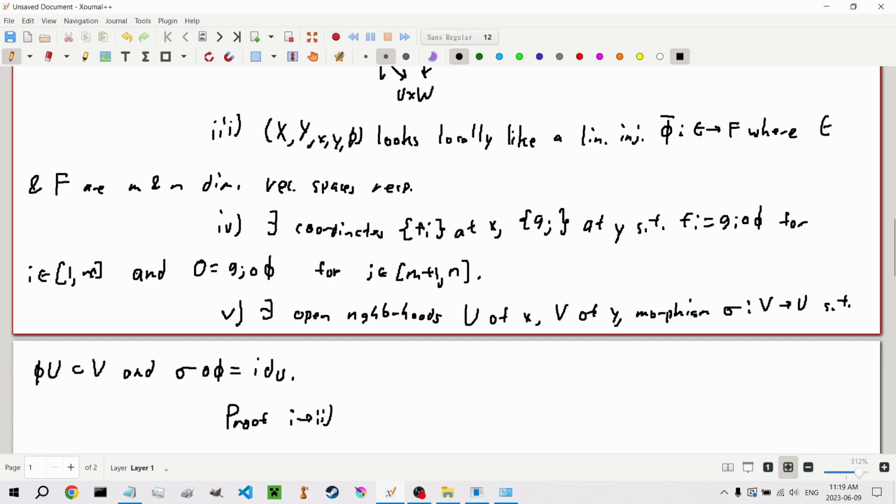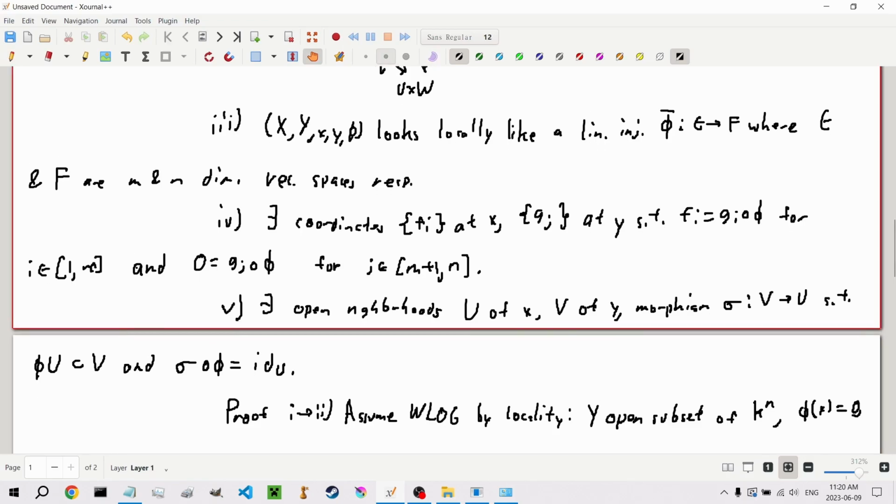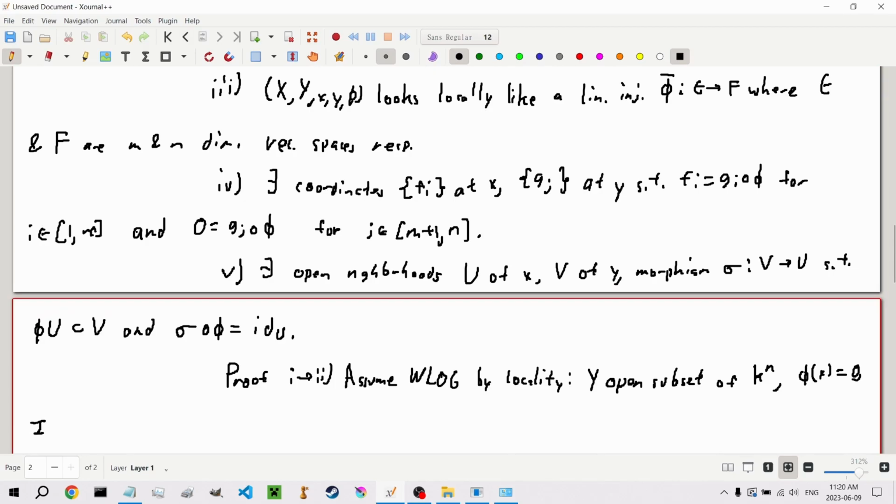And we can assume without loss of generality by locality that Y is an open subset of k to the n, phi of x is 0, and that the image of the tangent space of phi at x is k to the m times 0 inside of k to the m times k to the n minus m, which is of course going to be k to the n.